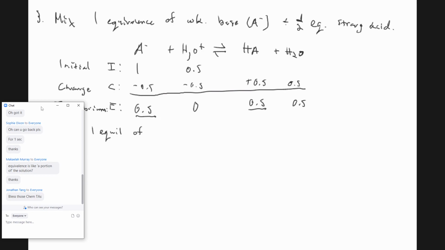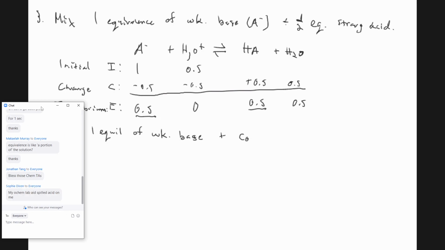So you mix one equivalent of weak base plus the conjugate acid. Ew, that's no good.